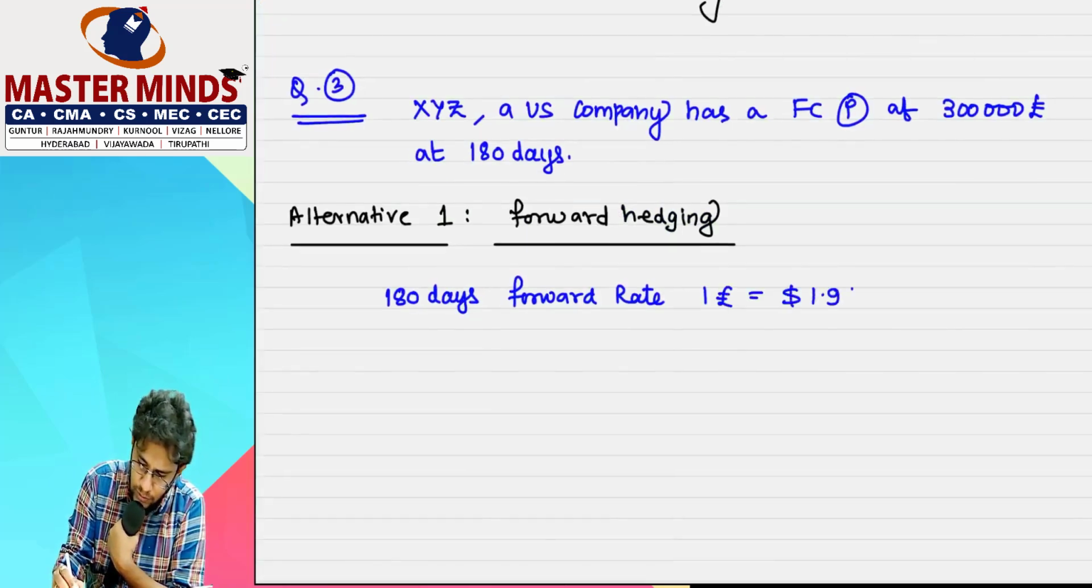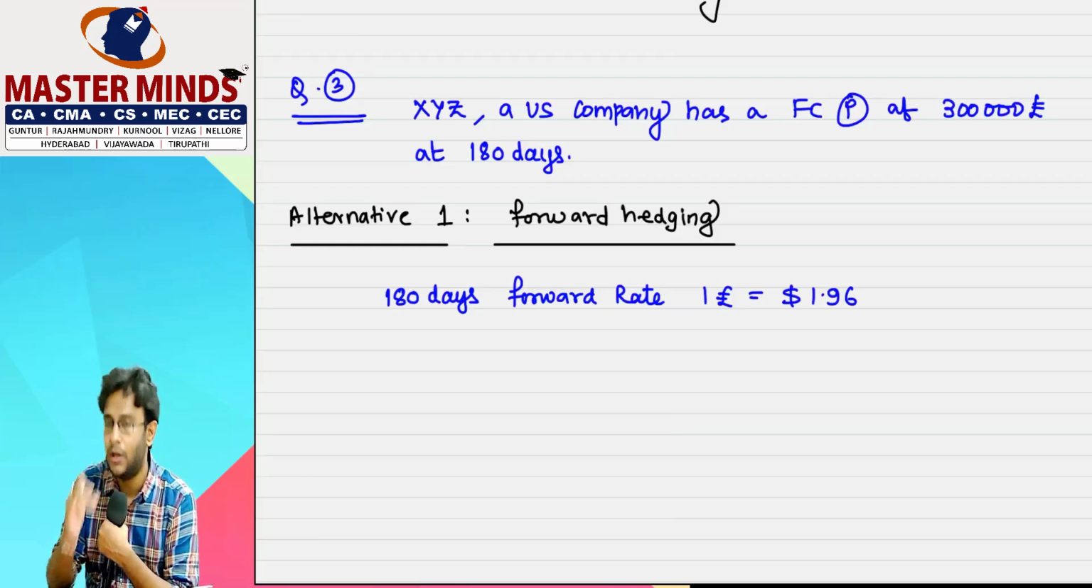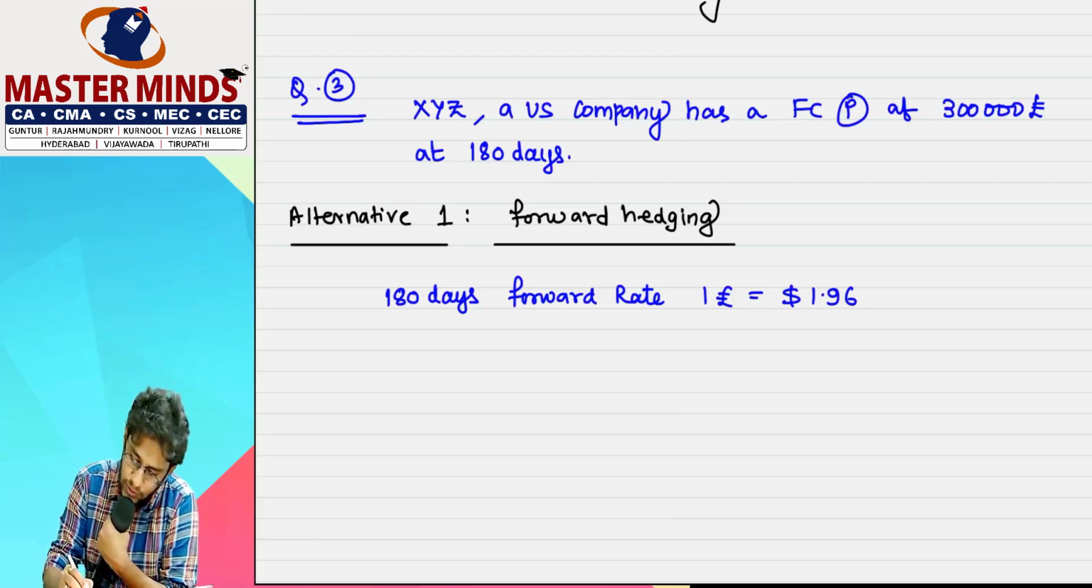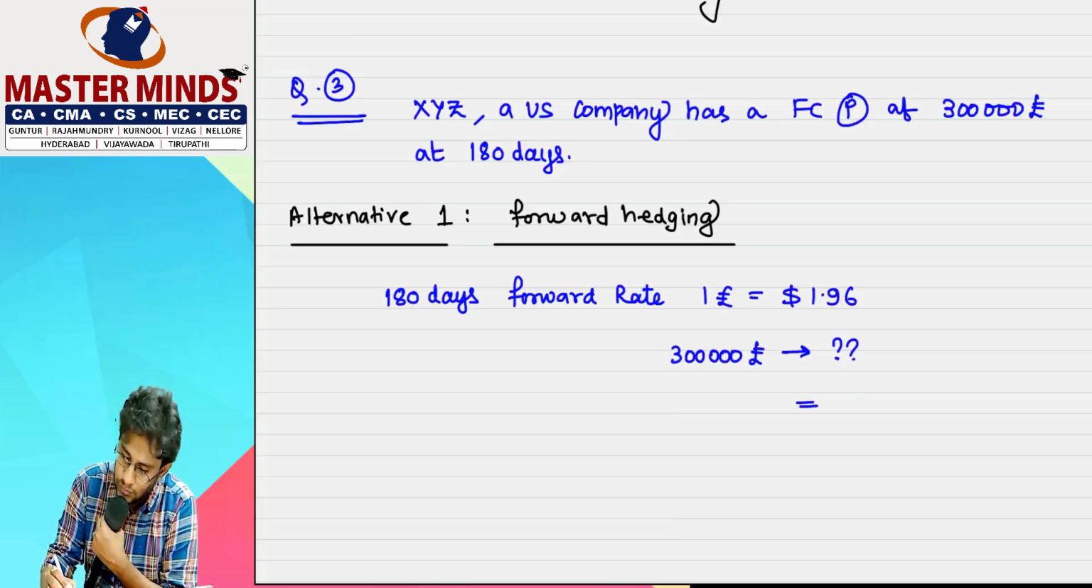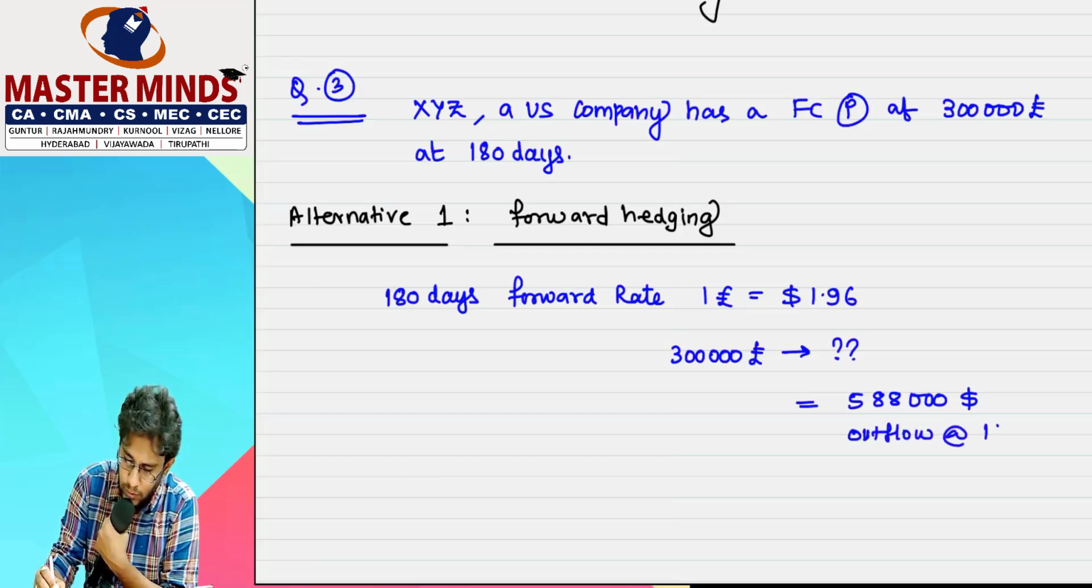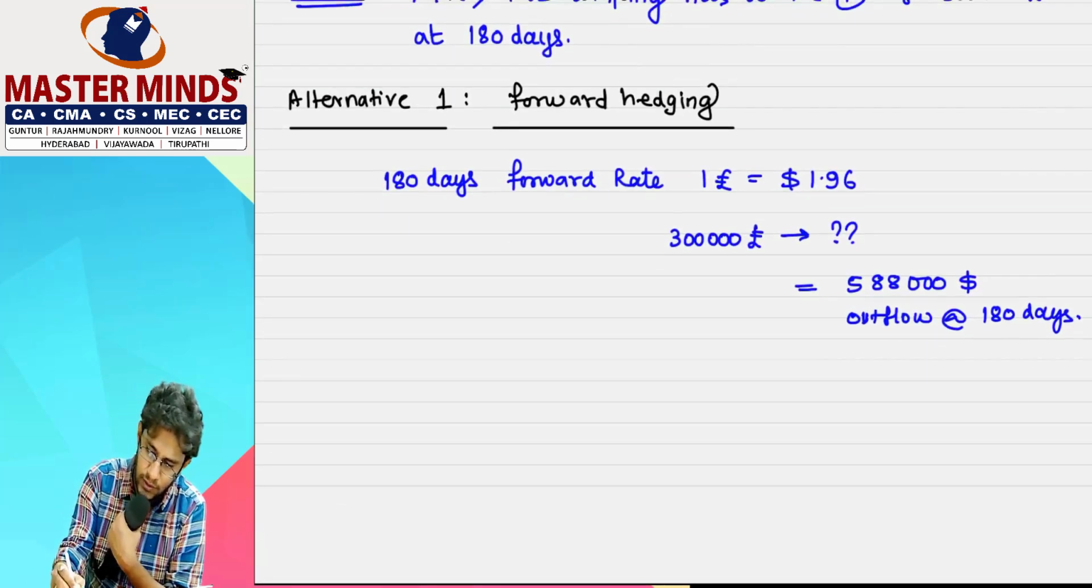1 pound is equal to $1.96. So how many pounds we need? 3 lakh pounds. So sort out this. 5,88,000 exactly. Okay, this is what? Dollars. This is your outflow at 180 days. So one of the models of hedging is done.